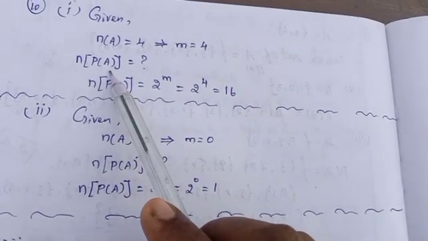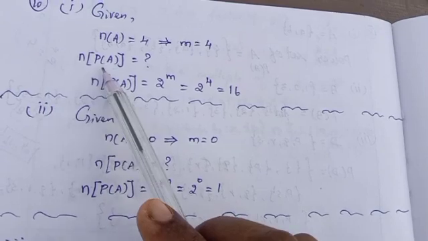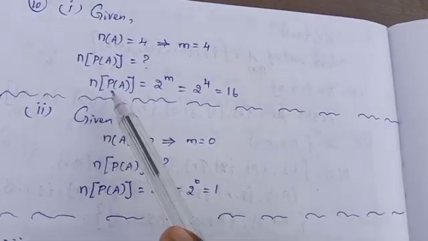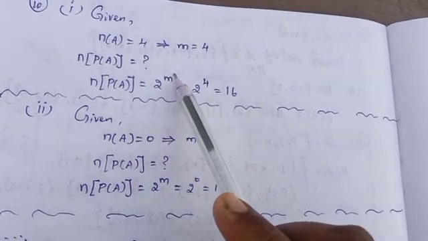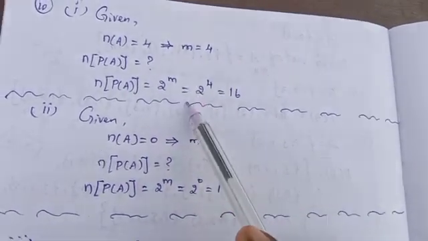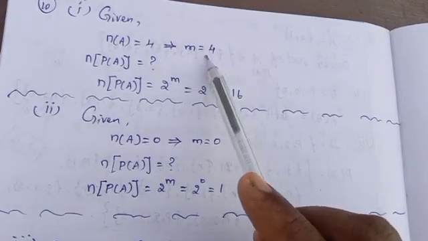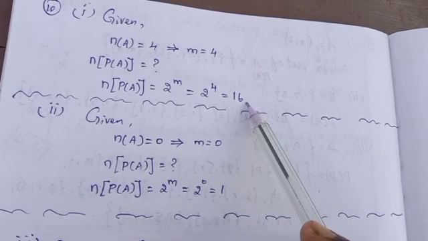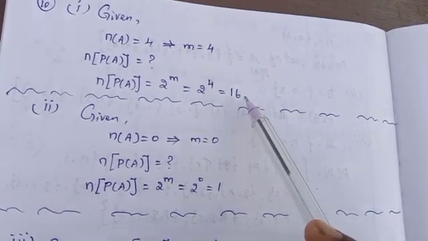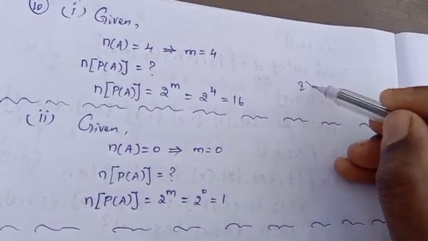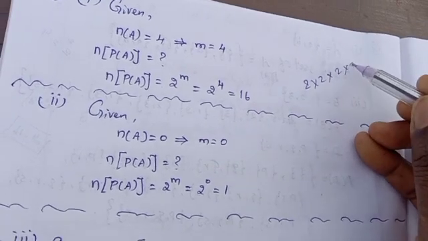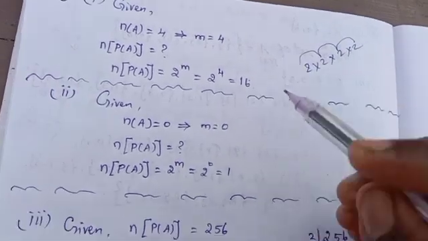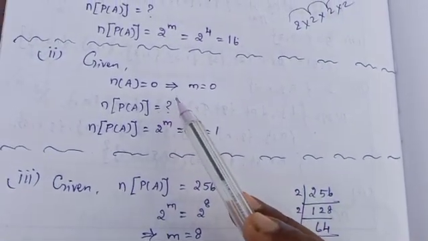It is given as a formula format. Remember what is this wording? The related wording is number of subsets. Number of subsets, n of P of A, is equal to 2 power m. That is equal to 2 power 4. m value is 4. 2 power 4 value 16. 2 into 2 into 2 into 2. 2 2s are 4. Suppose you have doubt, write at side. 2 2s are 4. 4 2s are 8. 8 2s are 16.